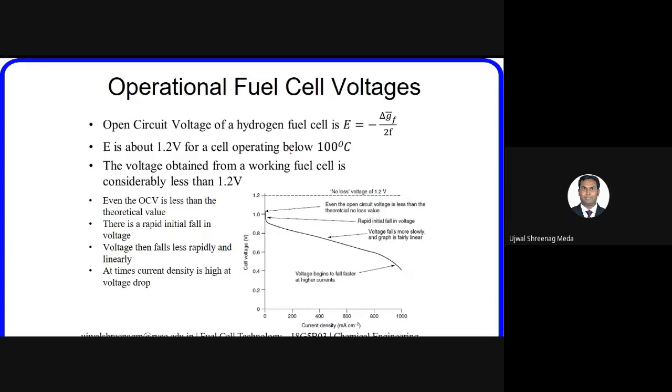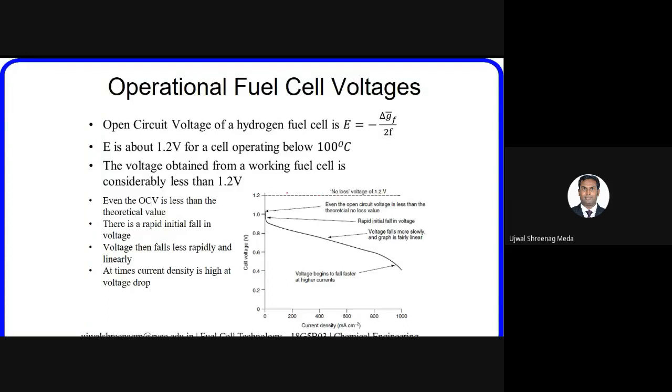So in this case, the general convention is that the cell voltage is used on y axis, current density is used on x axis. So what is done here? The current is controlled and the corresponding voltage is measured. So the current that is being drawn out of the fuel cell is increased and its effect on voltage is measured. Okay.